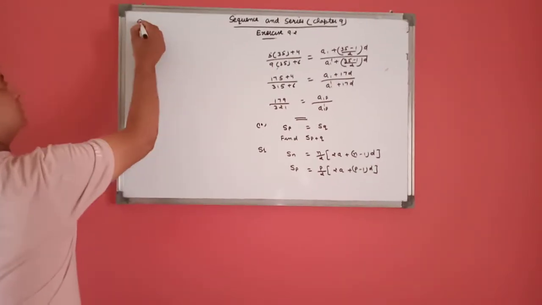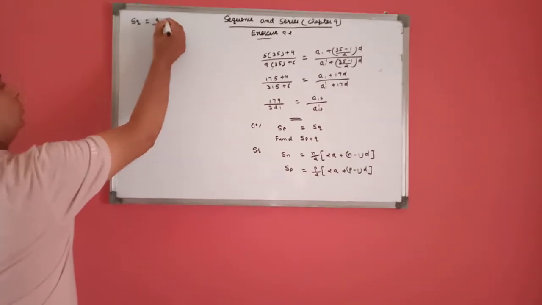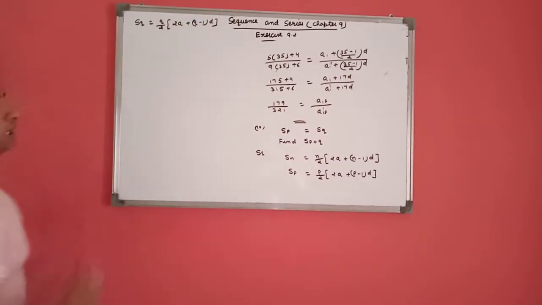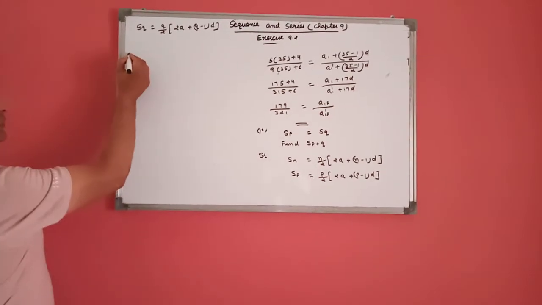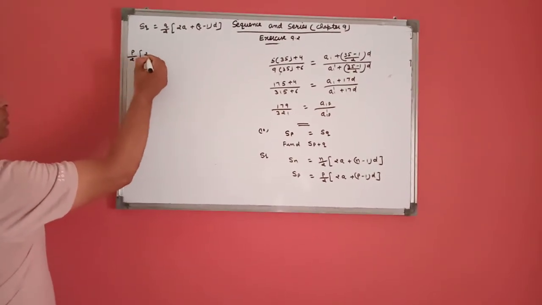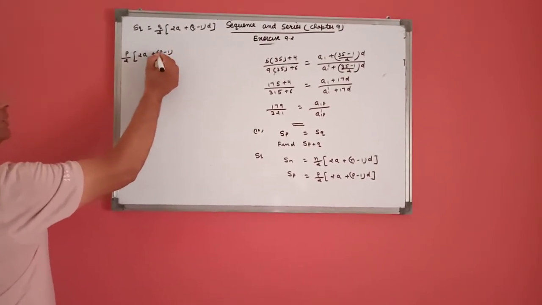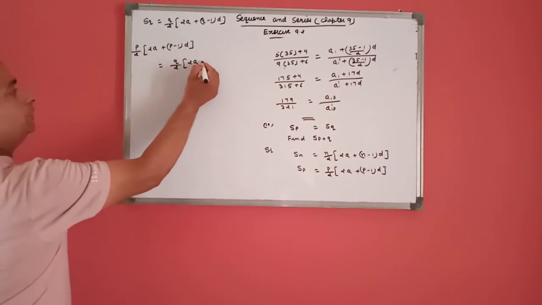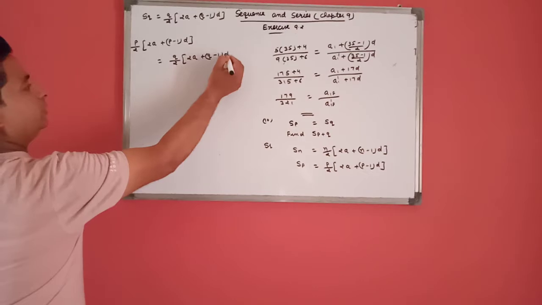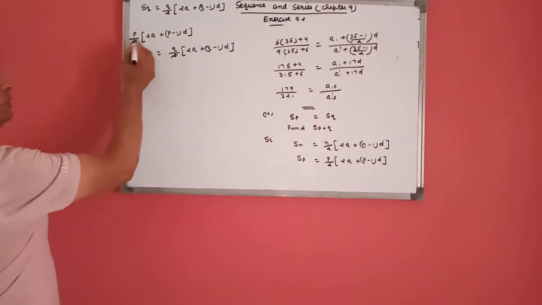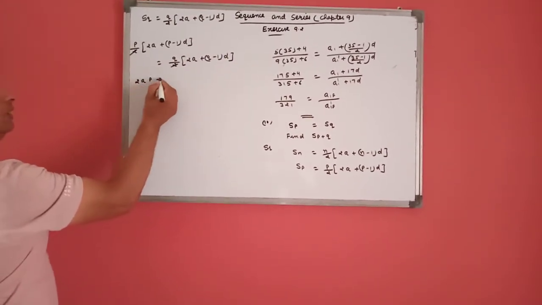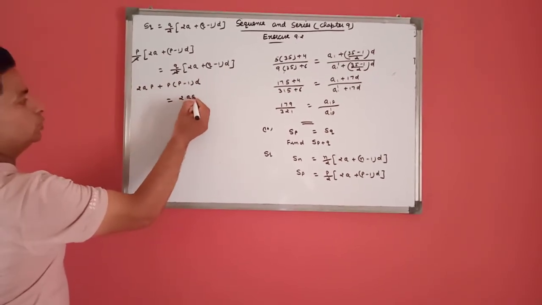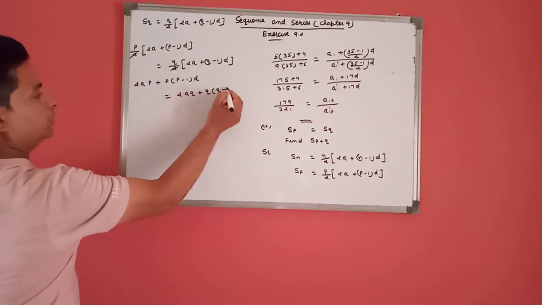S_q is q upon 2, 2a plus (q minus 1) into d. When we put the value here, we get p upon 2, 2a plus (p minus 1) into d is equal to q upon 2, 2a plus (q minus 1) into d. 2 cancels out, multiply this by p, we get (p minus 1) into d equals 2a q plus (q minus 1) into d.